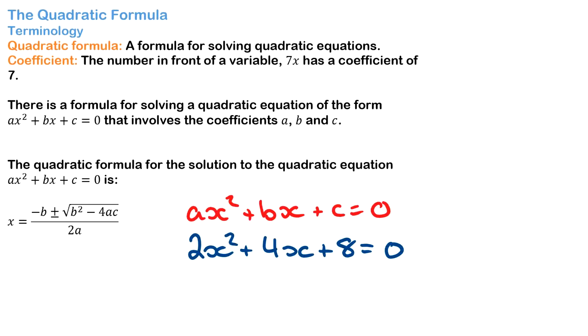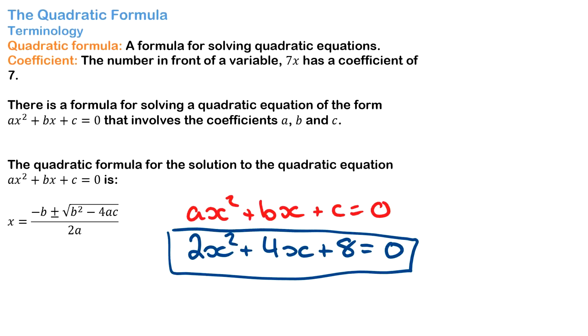Now, how you work it is, obviously, if you have ax squared there, let's say we have the quadratic here, 2x squared plus 4x plus 8. My a would be 2, b would be 4, c would be 8, and we just substitute those into the formula and then use a calculator.